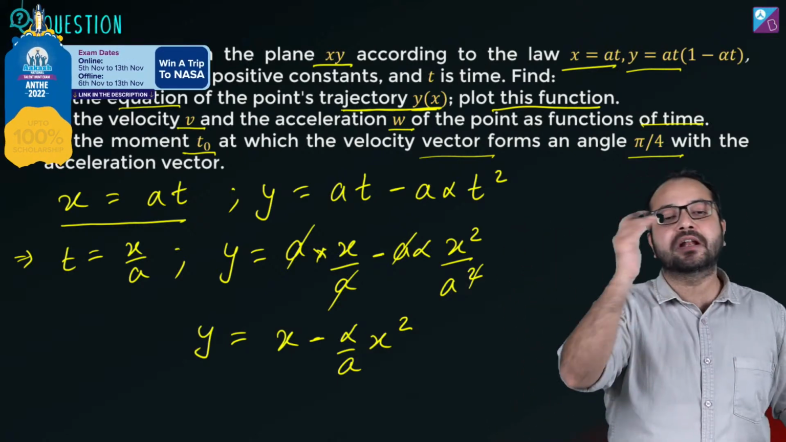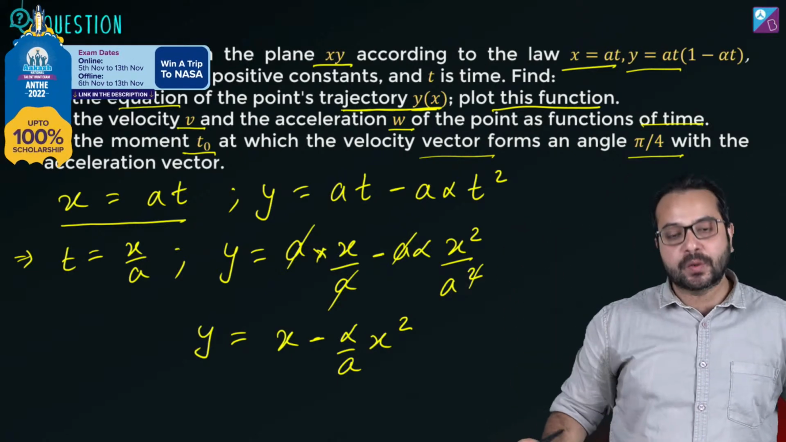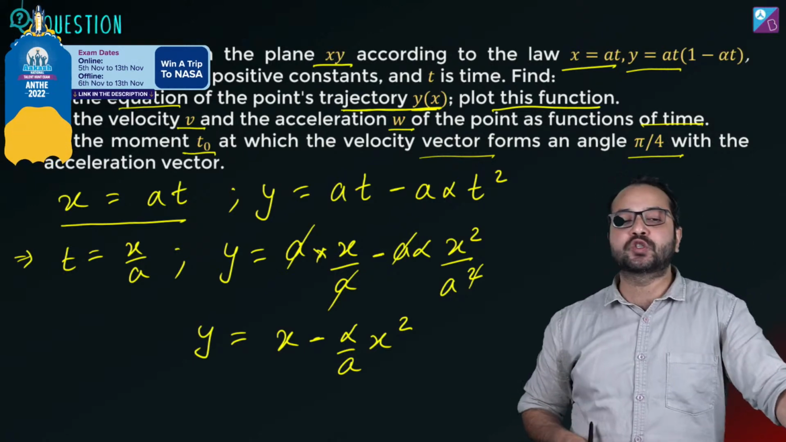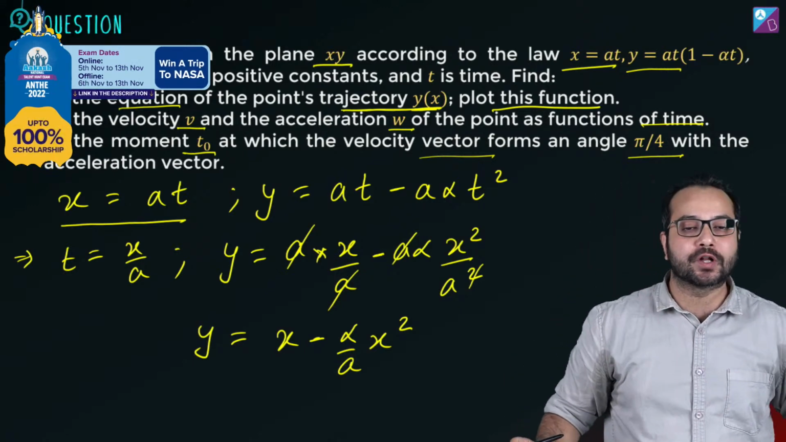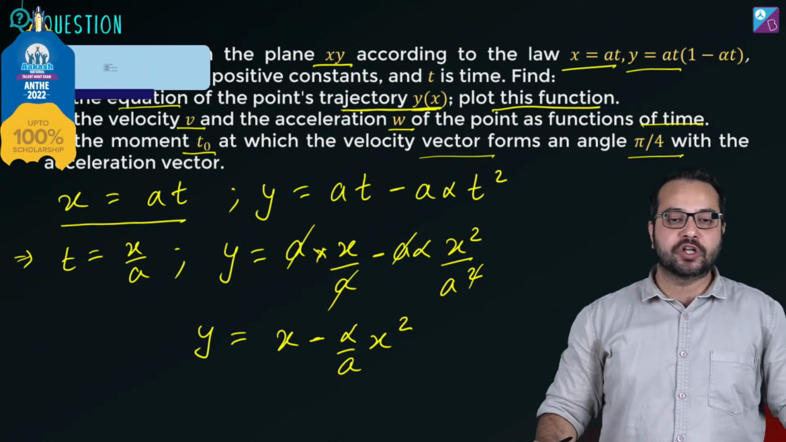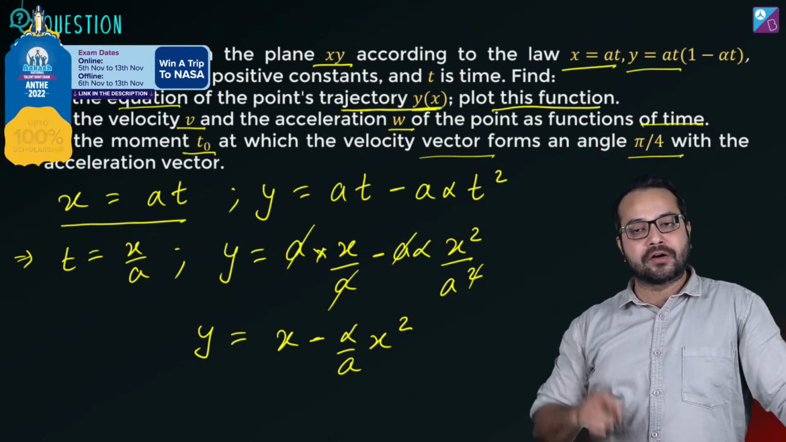Okay, how is the graph going to look? y is equal to x minus alpha by a x square. How is this graph going to look? Can anyone give me a hint? Quickly, give me a hint. It will be a parabolic graph. Very good, Swastika.